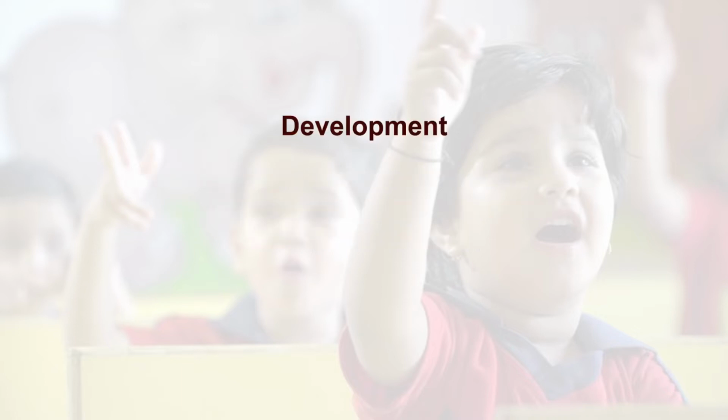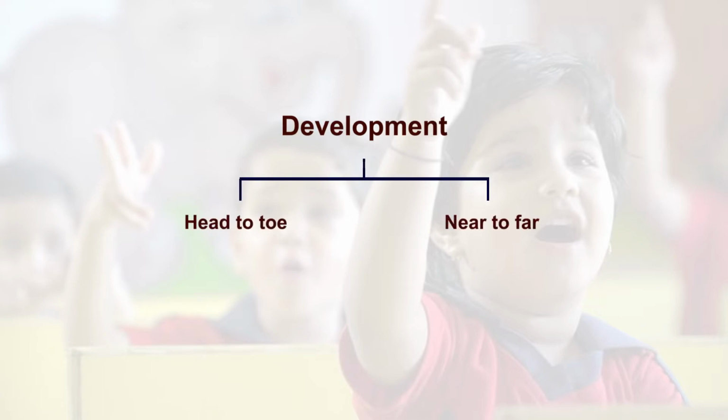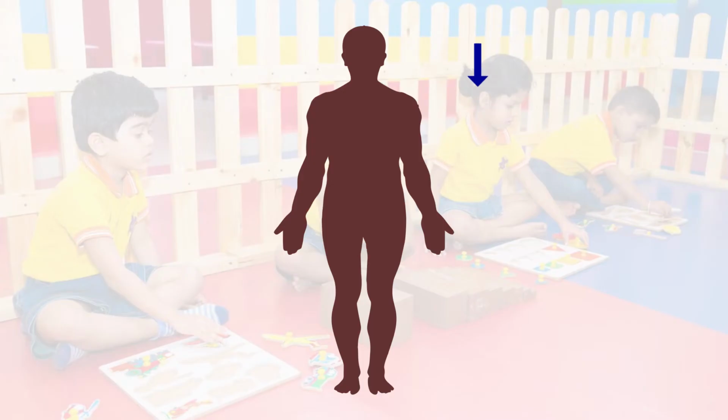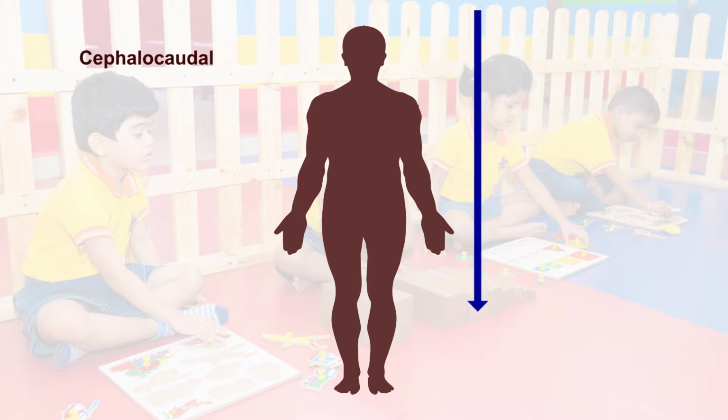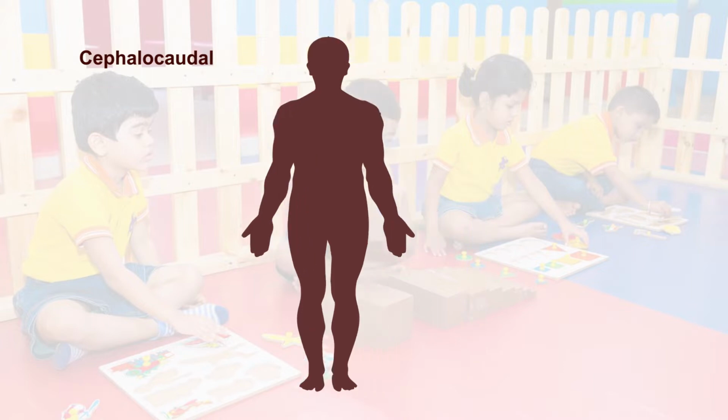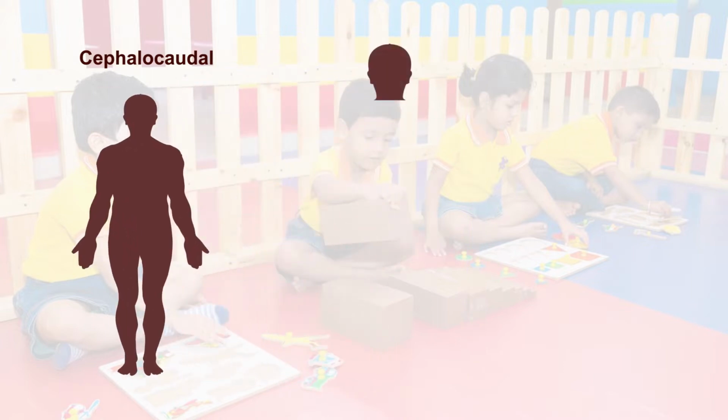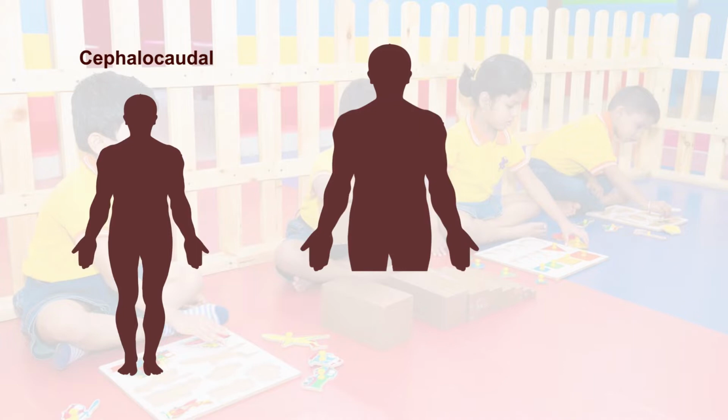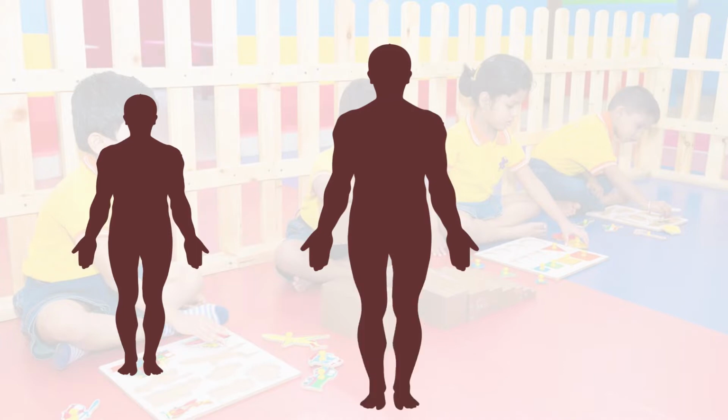In general, the development proceeds in two directions. What we call the development from head to toe and the development from near to far. Look into the illustration. The development proceeding from head to toe is referred to as cephalocaudal pattern of growth, wherein the development starts from the upper portion of the body and proceeds towards the lower end. For example, the structure and function of the head are complete before the trunk region, and the last one to develop is the leg area.